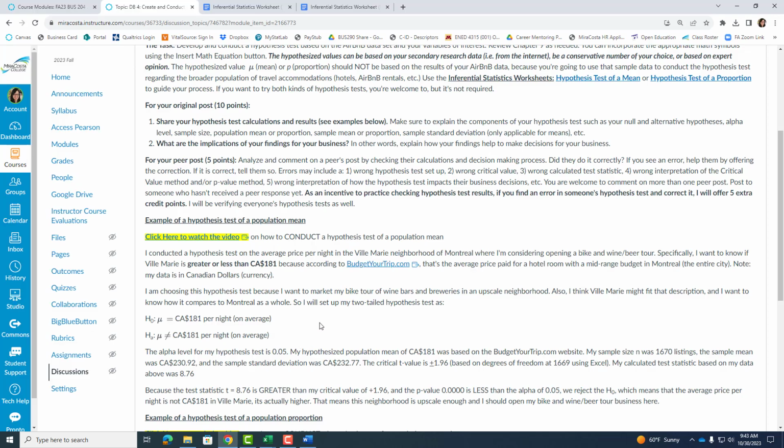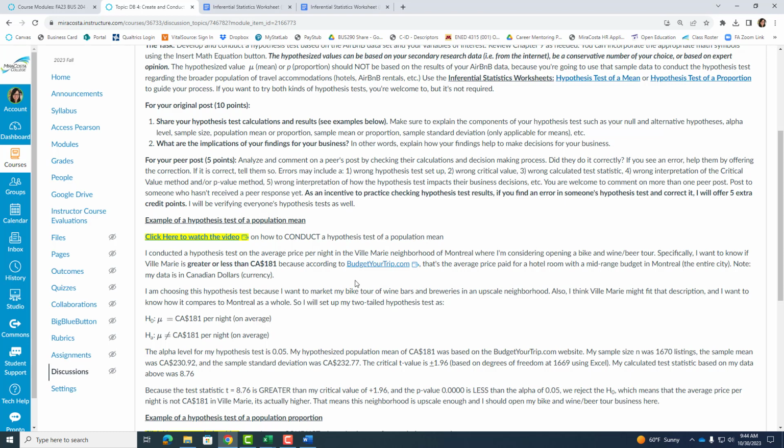So I'm going to be conducting a hypothesis test on the average price per night in Ville Marie, which is a neighborhood of Montreal where I'm considering opening a bike and wine tour. Specifically, I want to know if Ville Marie is greater or less than 181 Canadian dollars. That's because, according to Budget Your Trip, I did some research in there, and that's what they told me was the average price for the city or the area of Montreal.